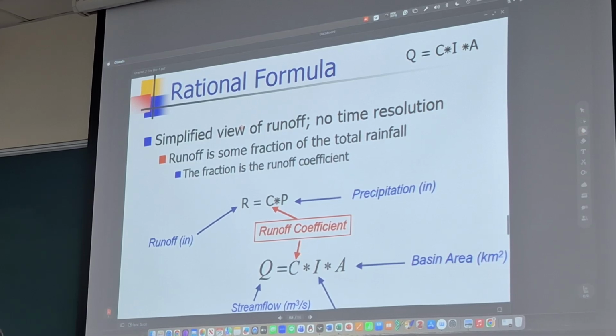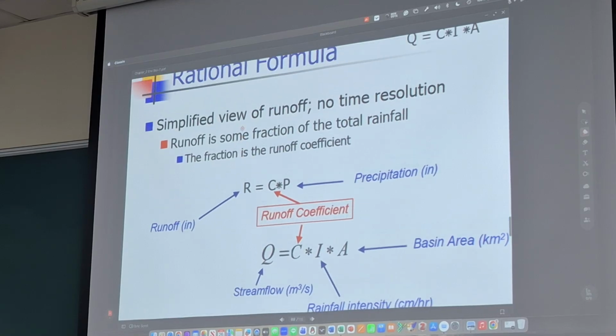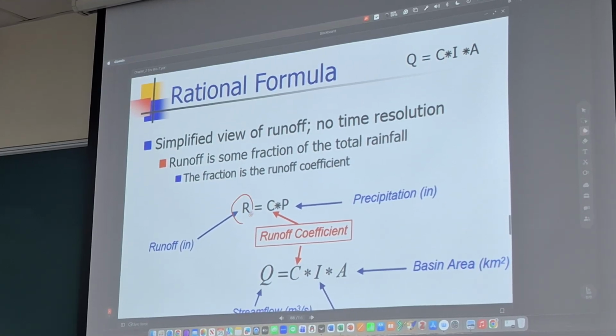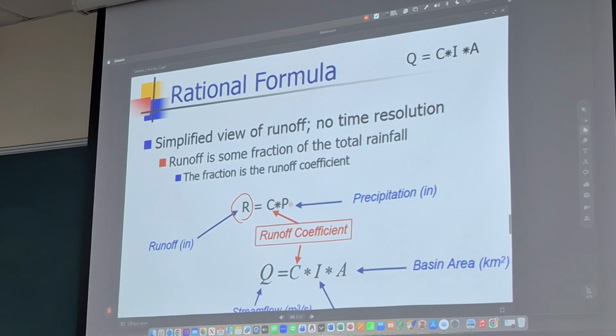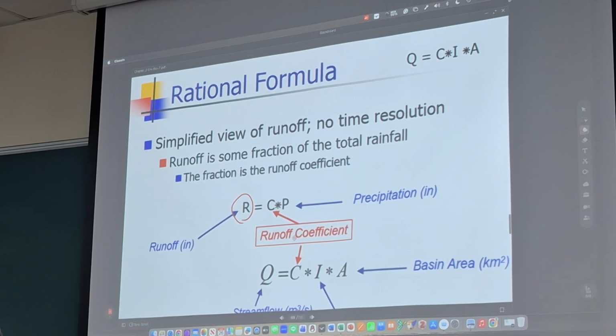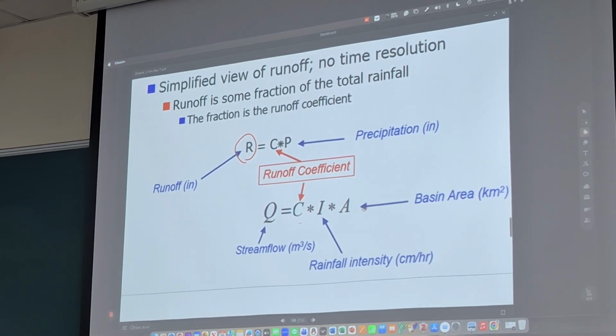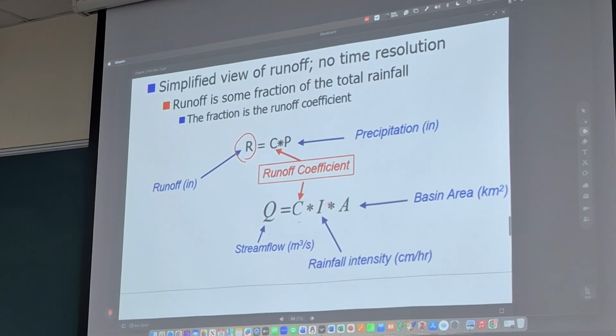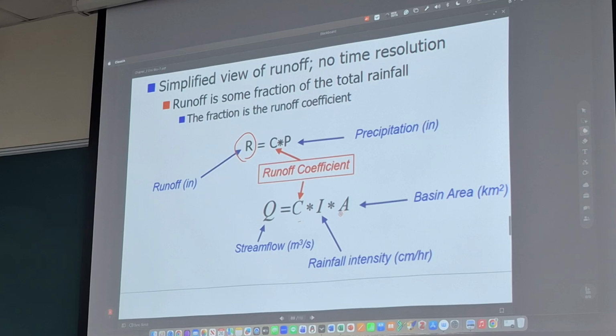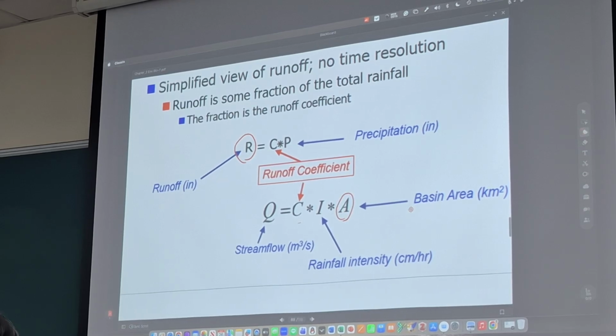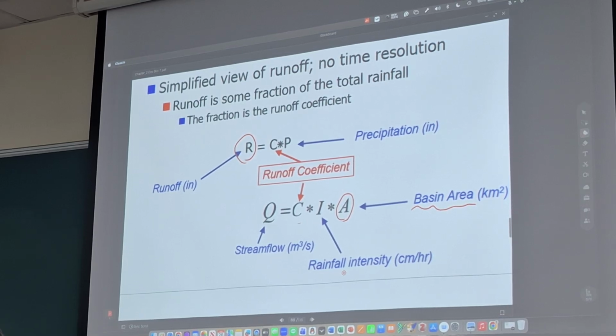Okay, we want to calculate the runoff R. So R equals C times P, where C is the runoff coefficient and P is precipitation. The streamflow Q equals C times I times A, where A is the area of the basin and I stands for the intensity of rain.